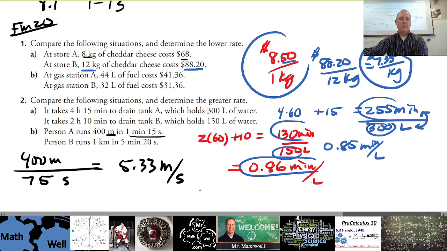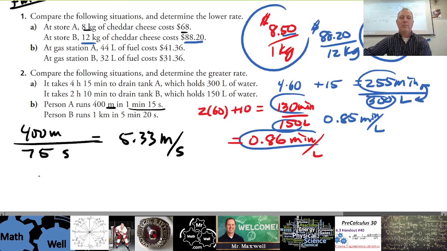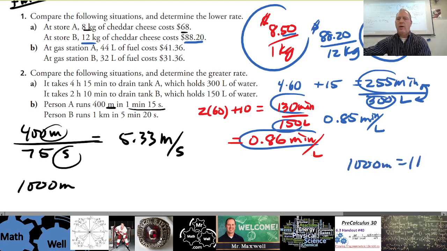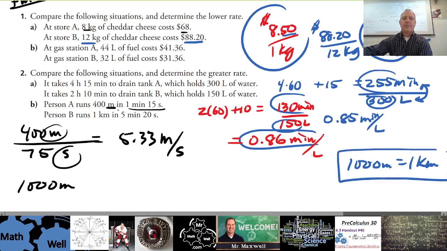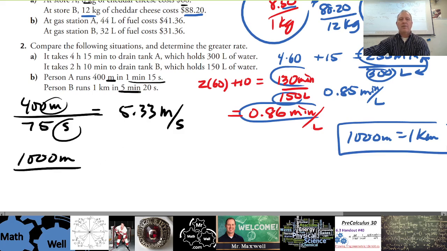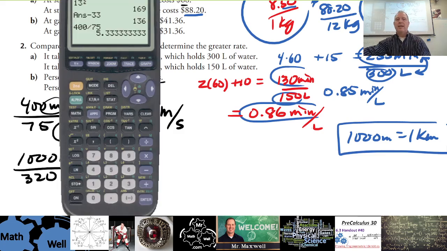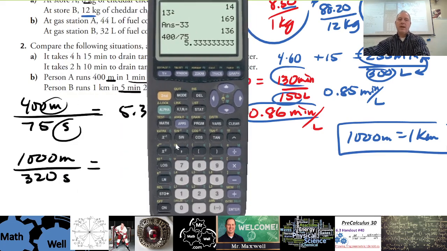The second person runs 1 kilometer. Well, again, we want to compare the same units if we're comparing rates. So that's going to be 1,000 meters. Remember that there's 1,000 meters in 1 kilometer. You guys do know that, right? You've seen that before. Hopefully you remember that. And then that's going to be in 5 minutes and 20 seconds. So 5 times 60 is 300, so that's going to be 320 seconds. You see that? Unless you actually divide these numbers and get to a unit rate, it's really tough to compare. So 1,000 divided by 320.